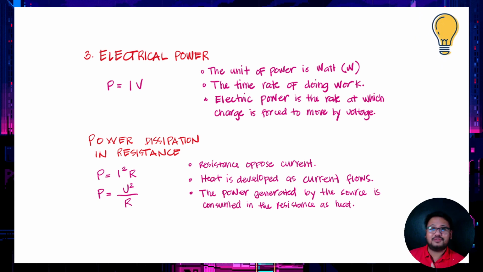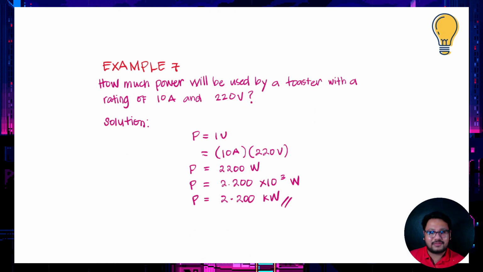Let's have an example for this one. Example number 7. It will be very easy. This is just direct substitution. How much power will be used by a toaster with a rating of 10 amperes and 220 volts? So, P is just equal to IV, that is just 10 amperes times 220 volts, yielding power that is just 2.200 kilowatts.